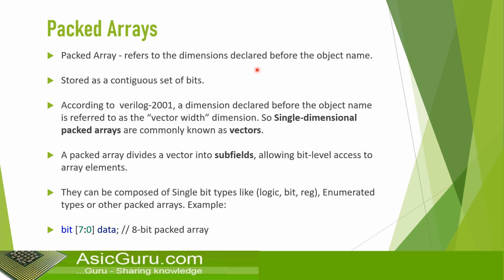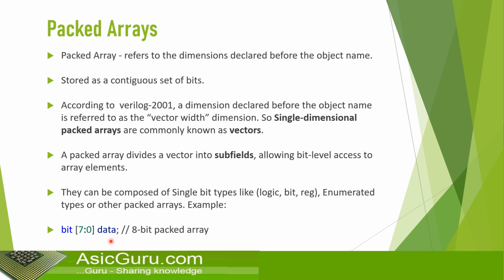So packed arrays, this is an important concept for understanding how data is stored and accessed at the bit level. A packed array has dimensions declared before the variable name. These arrays are stored as a contiguous set of bits, which makes them useful for bit level operations. In fact, in Verilog 2001, when you declare a dimension before the name, it is called the vector width. And packed arrays are often just called vectors.